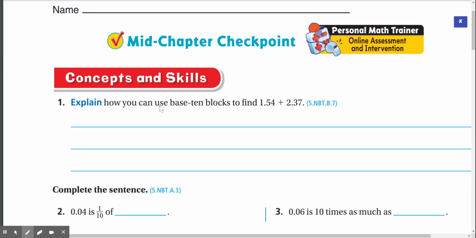Mid-chapter checkpoint, concepts and skills. Number 1, explain how you can use base 10 blocks to find 1.54 plus 2.37.